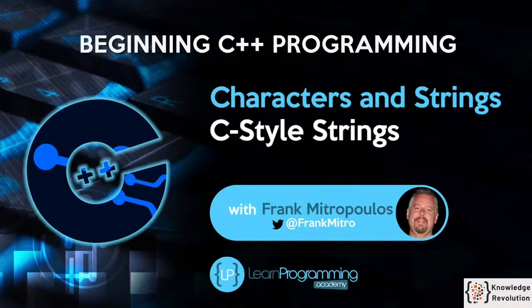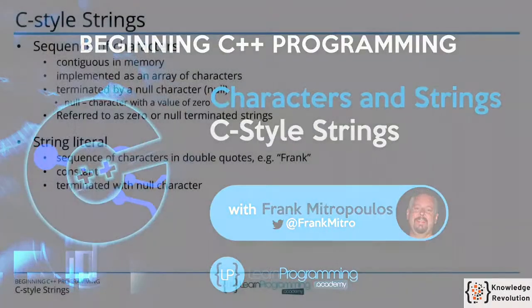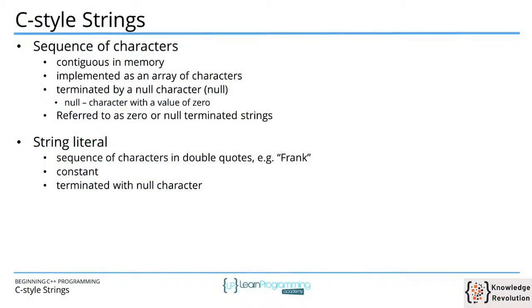In this video, we'll learn about C-style strings. C-style strings are about as simple as it gets. They're a sequence of characters stored contiguously in memory. They're implemented as an array of characters, so you can access individual characters using the array subscript syntax that we've already learned. How do you know where the sequence of characters ends?